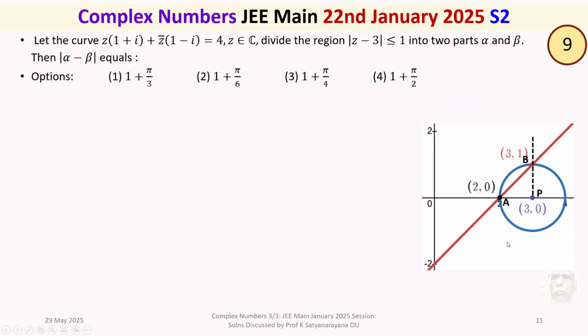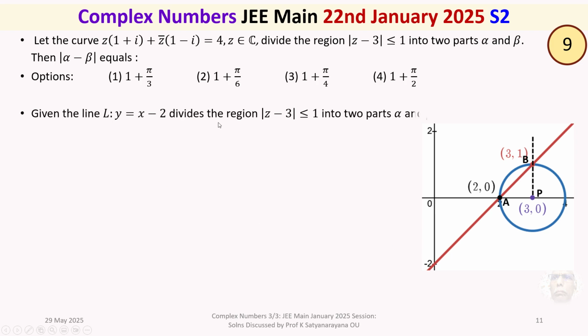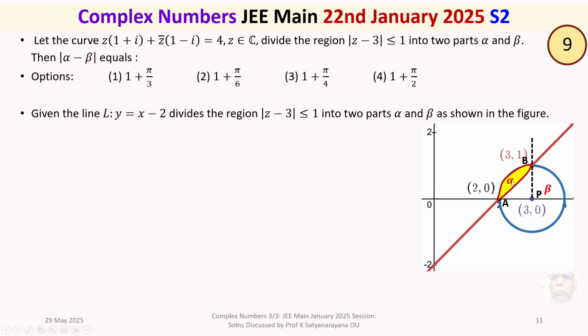This is the story so far. Given the line L divides the region into two parts, alpha and beta. Look at the picture diagram. This is your alpha, this is your beta. Shaded portion is alpha, unshaded portion, this one, is beta.